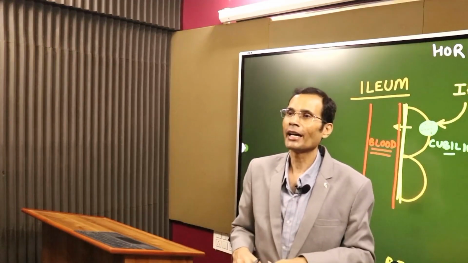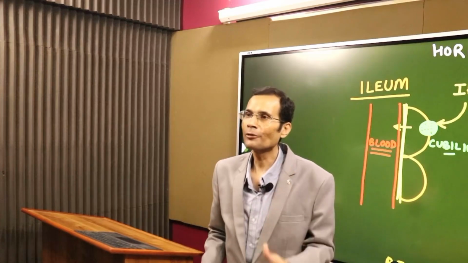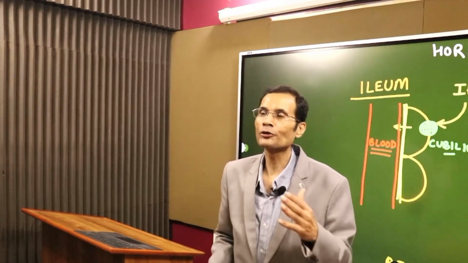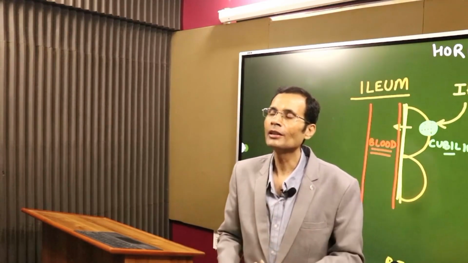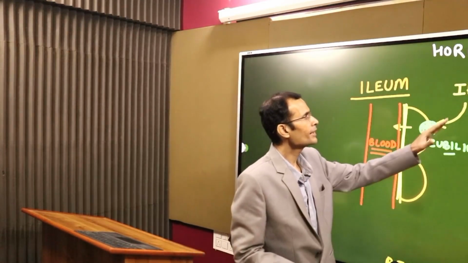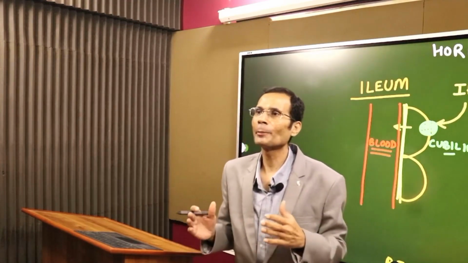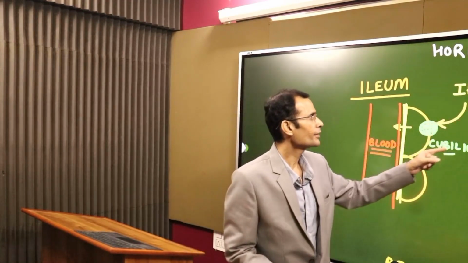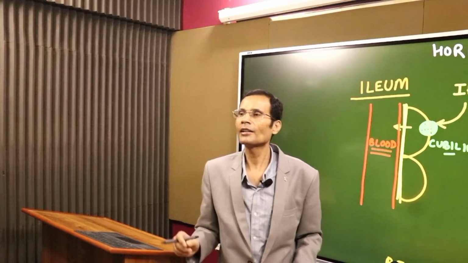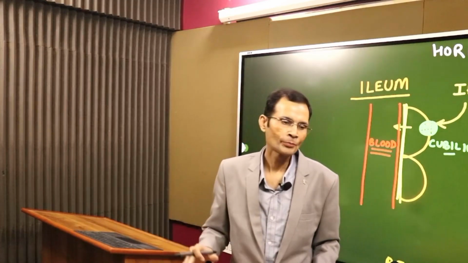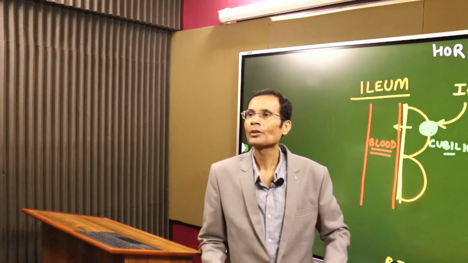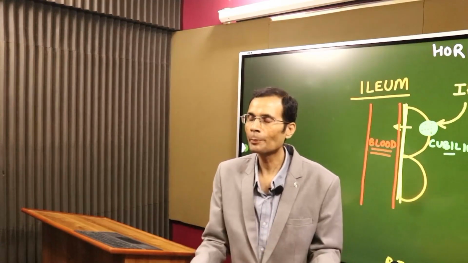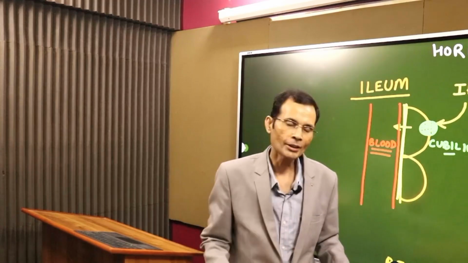And therefore, the entire story goes like this. If there is a congenital defect of cubilin, if it is not present normally, then B12 absorption will be deficient, and deficiency of B12 will result in megaloblastic anemia. So that's what happens here. Megaloblastic anemia showing in the blood picture as macrocytic anemia.